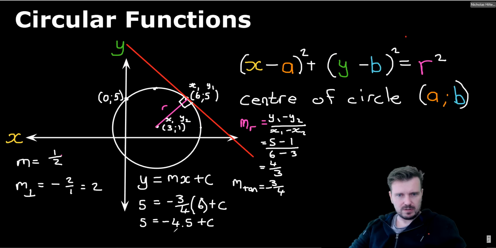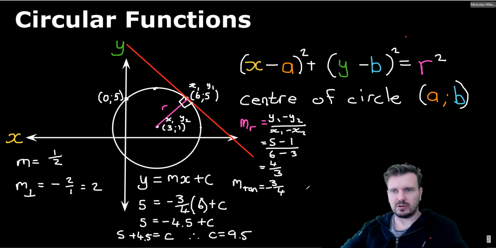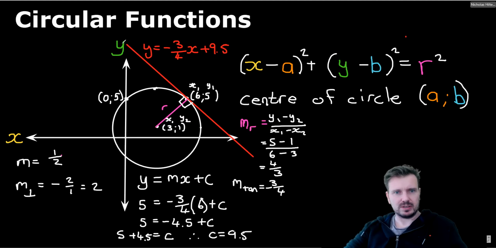plus c. And so c equals, well, let's keep c on the side so I don't confuse matters, 5 plus 4.5, which is 9.5. So therefore, c is 9.5. And so the equation of this tangent is y equals -3/4x plus 9.5. And you can see that sounds right because this is all the way up here towards 9. 9 over here would be where it cuts the x-axis.